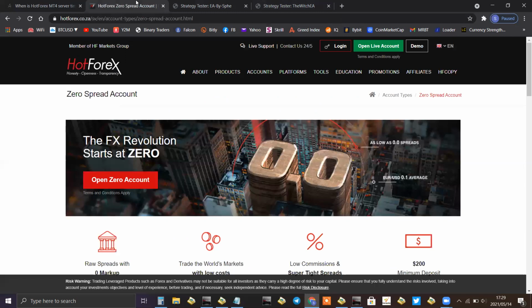Just remember, for the witch EA, you need this zero spread account. So just open a zero spread account. The broker does not really matter, because what differentiates the brokers is usually the spread. So for a zero spread account, even the broker you're currently using is fine. Just open a zero spread account, load it there, and that's it.